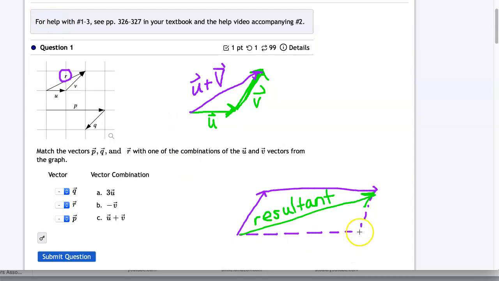So you can see the rest of the parallelogram. Here in purple I've drawn the rest of the parallelogram, and then in green I've drawn the diagonal of the parallelogram, and this is what's called the resultant vector. It's the same as the sum. So just as u plus v is the same thing as vector r, it's the same as the resultant. So a vector sum is known as a resultant.